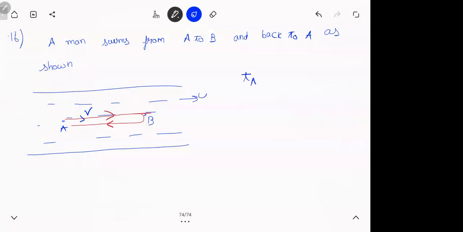The time taken to go from A to B, to the time taken to go from B to A, is in the ratio 1:3. So the question is: find V by U. When he goes with the river, it is shorter. When he comes back, it takes more time. The ratio is 1:3. So find the ratio of the speed of the river to the speed of the man.